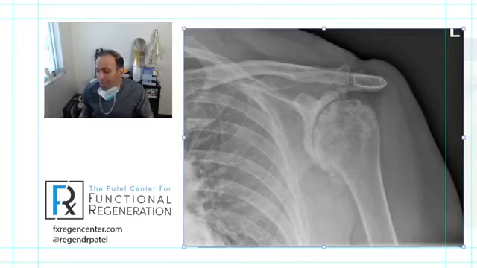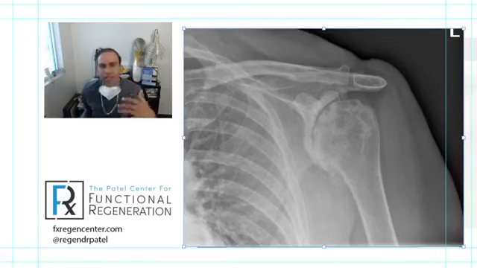How do we prevent it from getting to that point? Well, that's the thing that we need to pay attention to when we're starting to get some shoulder pain. Shoulder pain is the type of thing that can come from multiple sources, and a lot of times it could be other areas, not the joint itself. It could be something like the rotator cuff.